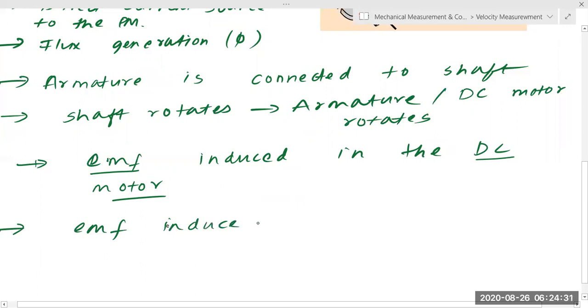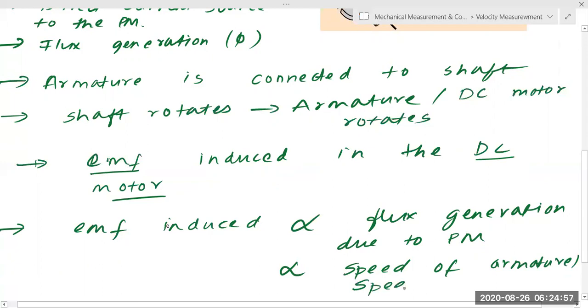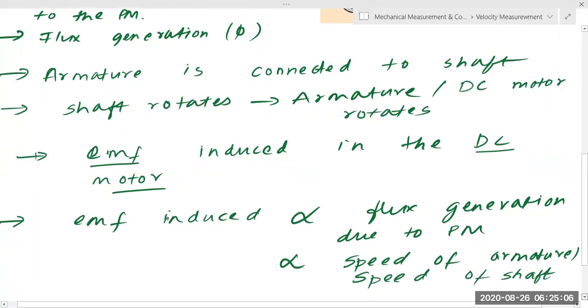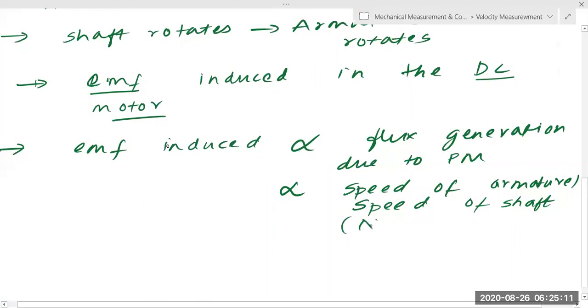Now this EMF, whatever is the EMF induced, I'm just going to explain simply, will be proportional to two things. First is the flux generation due to the permanent magnet, and it will also be proportional to the speed of armature, or you can say shaft, whose speed we are going to measure. Speed of DC motor will be equal to speed of the shaft. So EMF that is going to be induced will be proportional to two values: armature speed or shaft speed, and flux. So I'll just put it, let this value be equal to N.